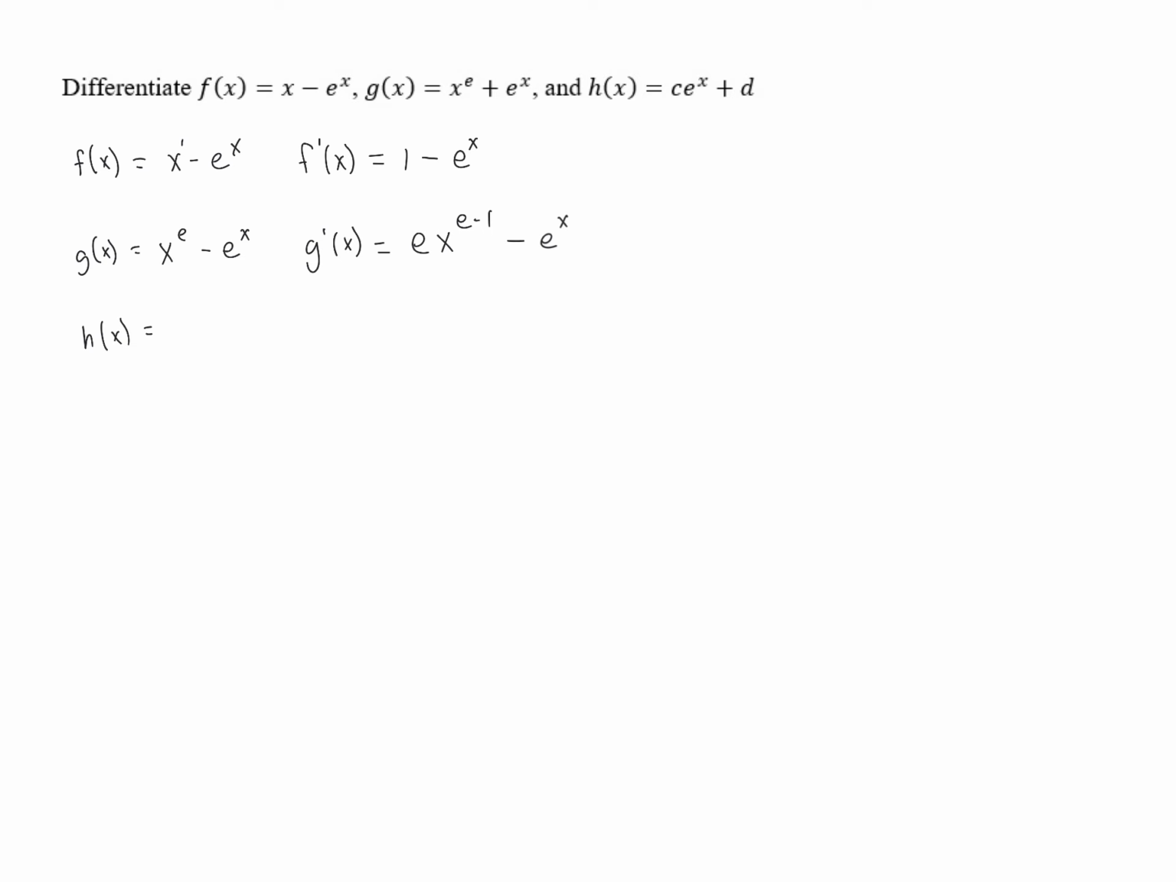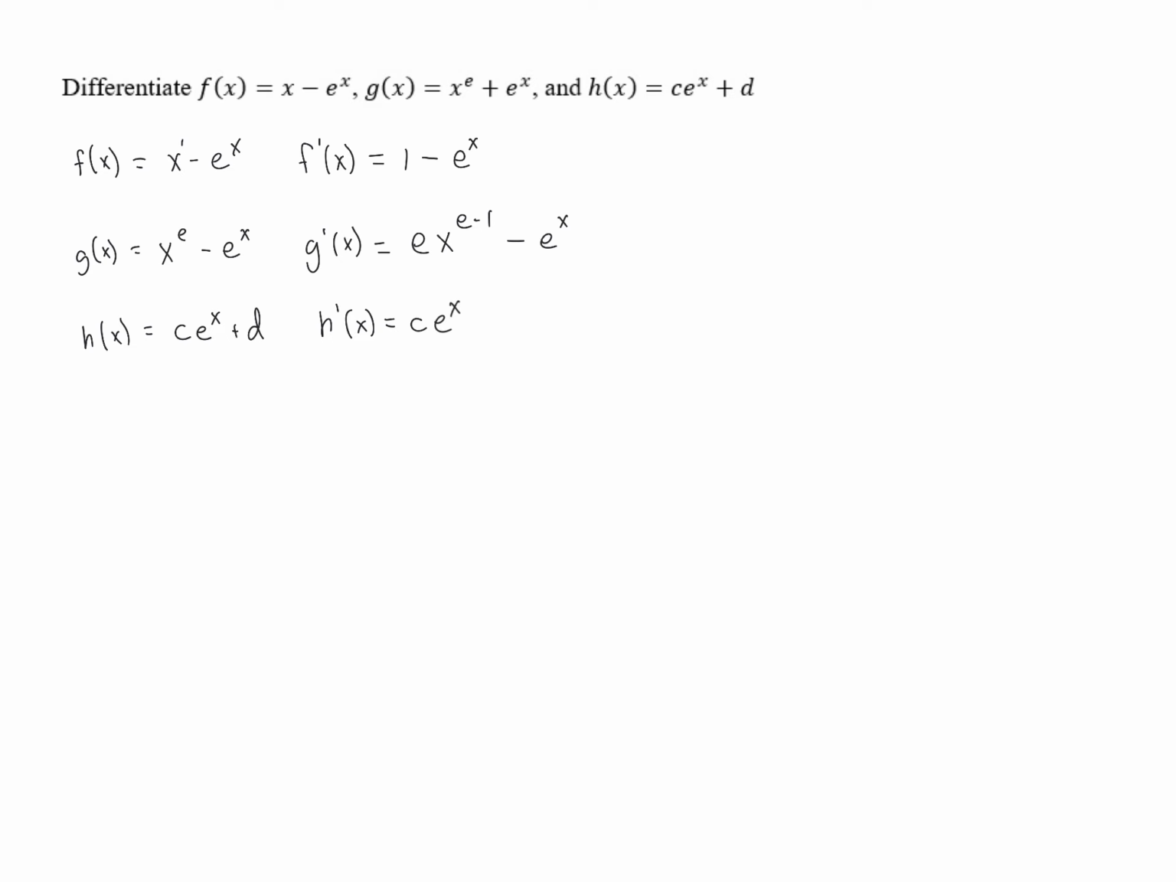h of x equals c times e to the x plus d. This is a function of x, so c and d effectively act as constants. So let's look at differentiating this. If we go term by term, remember that when we have a constant times a function, when we're differentiating it, we can pull the constant out front. So we pull the c out front, and then we differentiate the function that's left over after we get rid of that constant multiplier. The derivative of e to the x is just e to the x.